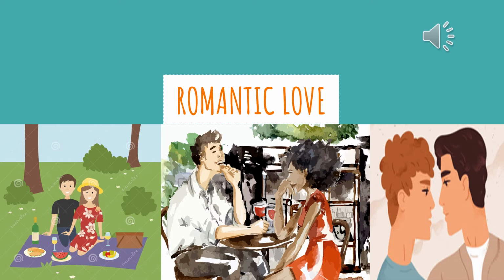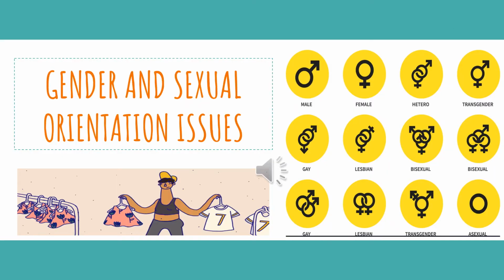Component number 3: Romantic love. Gender and sexual orientation issues.